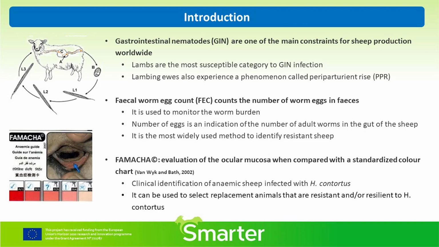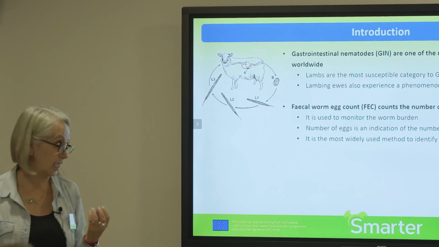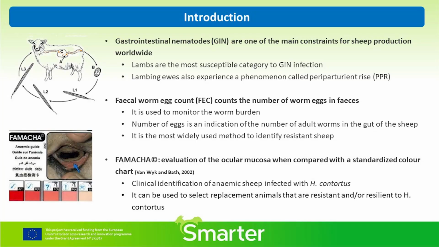FEC, or fecal worm egg count, is the number of worm eggs in the feces. So it's the sample that is collected here, the one that we analyze. The number of eggs is an indication of the number of adult worms that are in the guts of the animal. It's complex to measure, and FAMACHA, for example, that Rachel mentioned today, is much easier to implement, and is still the most widely used method.